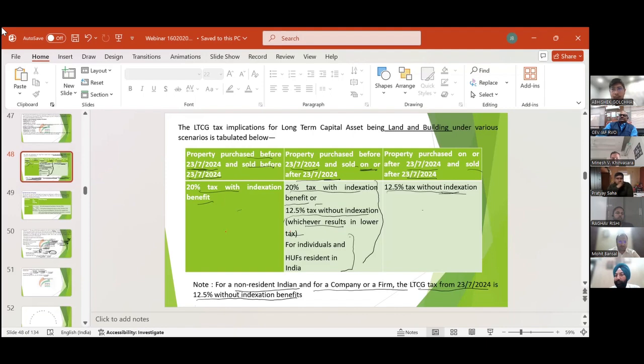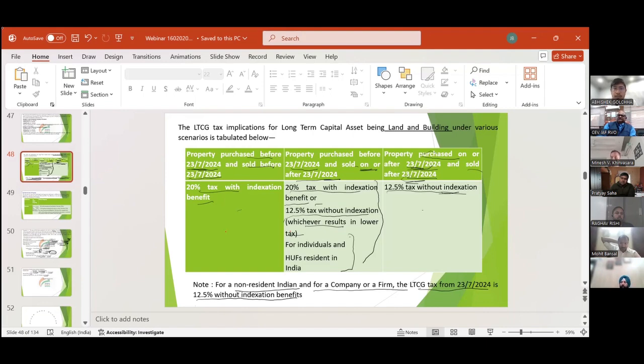Without indexation, I will consider, of course, if purchased on or after that date. Mr. Abhishek, if you have paid any brokerage and it is mentioned in the deed by you at the time of registration of the deed, then it will also be considered.